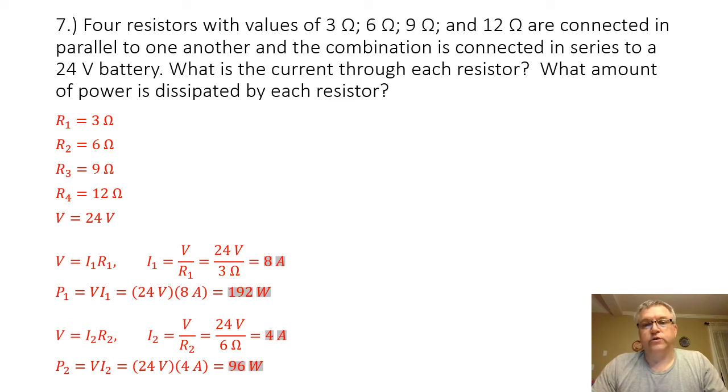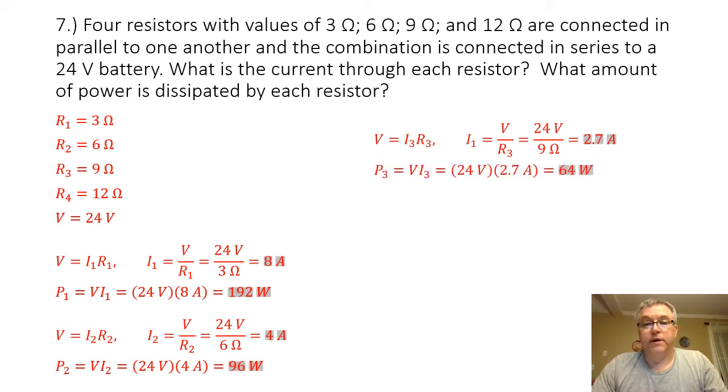For resistor 3, I know the current through that resistor is going to be my voltage, 24 volts, divided by the resistance of that resistor, 9 ohms. 24 divided by 9 is going to give me 2.7 amps. And the power dissipated by resistor 3 is going to be equal to 24 volts times the current of resistor 3, 2.7 amps. That will give me 64 watts.